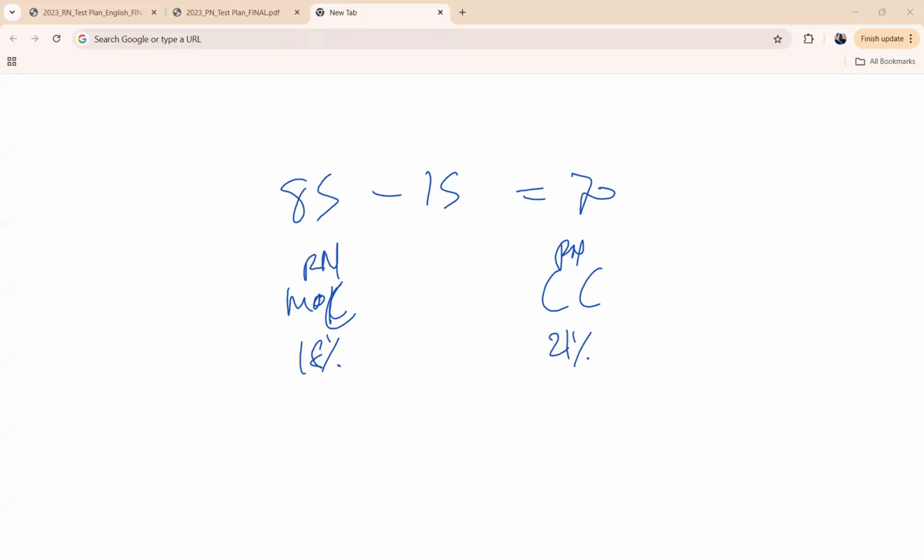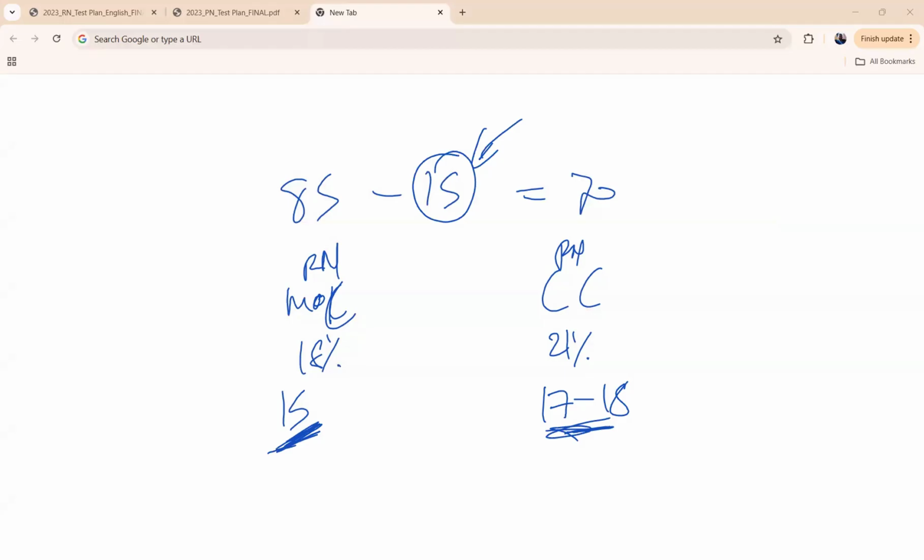Now let's do the calculation. This is based on the 85 questions we did previously. Based on 85 questions for RN, we should have 15 questions. Based on PN, we should have 17 to 18 questions. But guess what? I'm sure that one of these 15 unscored questions might be from this area. That's the reason why we don't have a score, because you don't know where these 15 unscored questions will be distributed to, right?